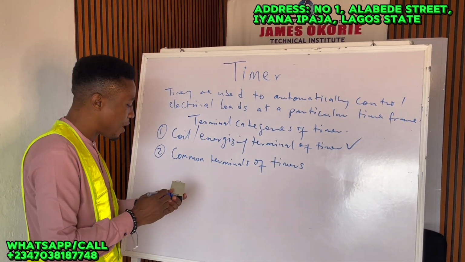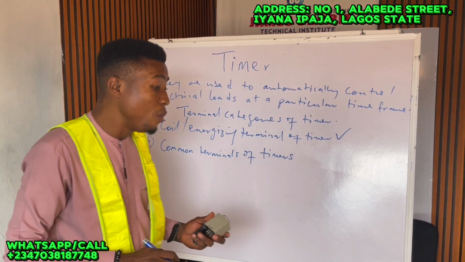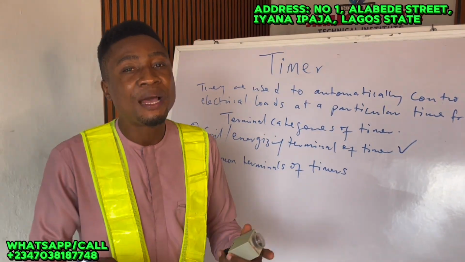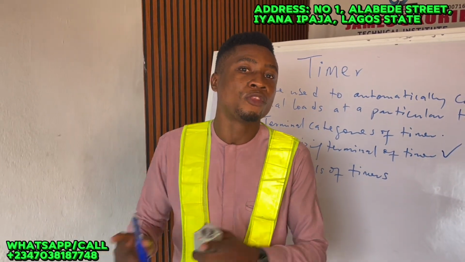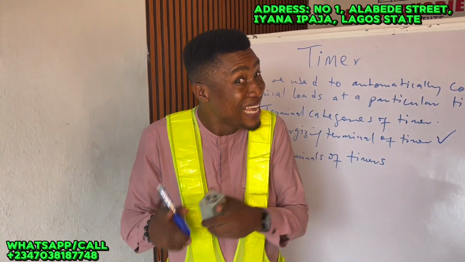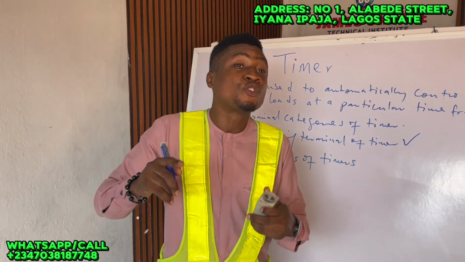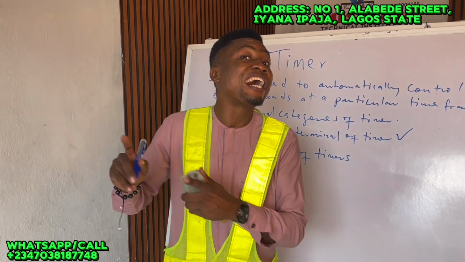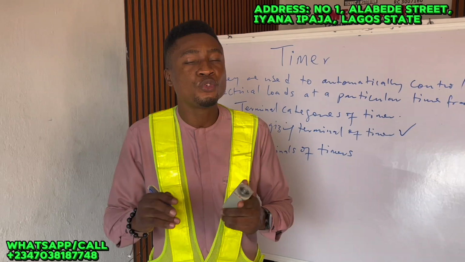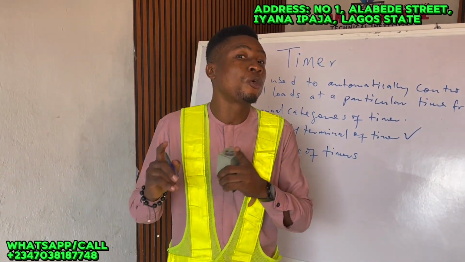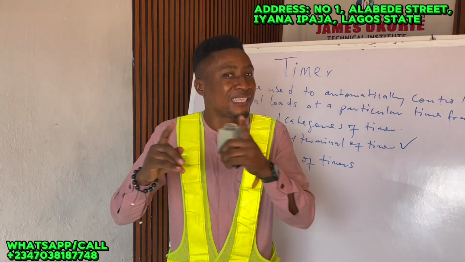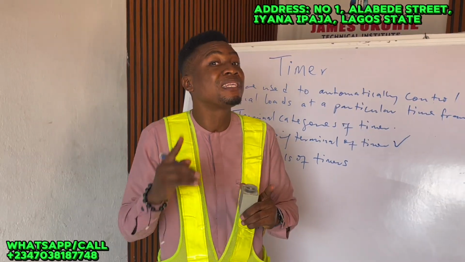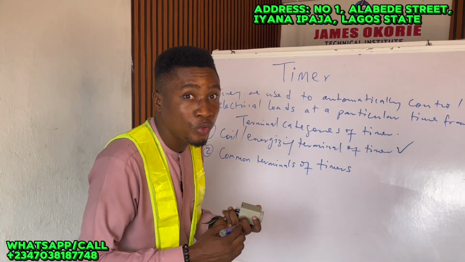Now, what is the common terminal of a timer? When we say common, it means the terminal that is between the normally open and normally closed. The common terminal of a timer is the terminal that you must supply current to before you can get output from that timer. So if you want to use a timer to energize a particular load, you must supply the common with current so that you can get output current, without which there won't be any output going to the load. Let's do this with a diagram.